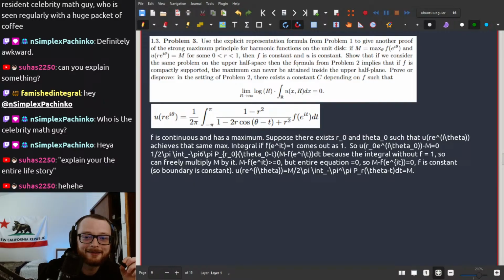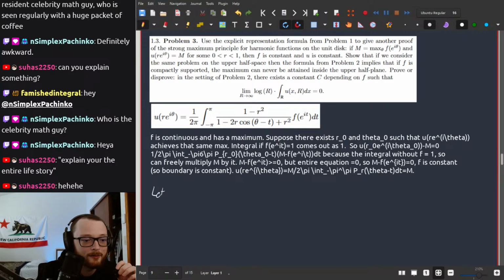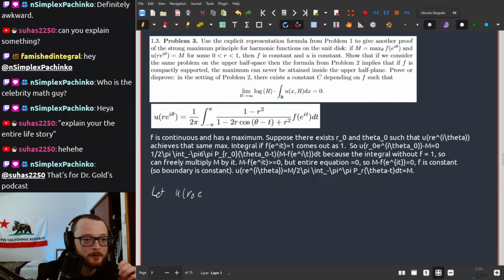Okay. These are the notes that I want to translate. So, let u of r naught e to the i theta naught equal m. Just giving a name to the point where this happens.